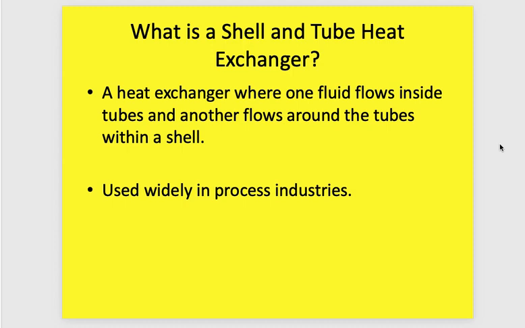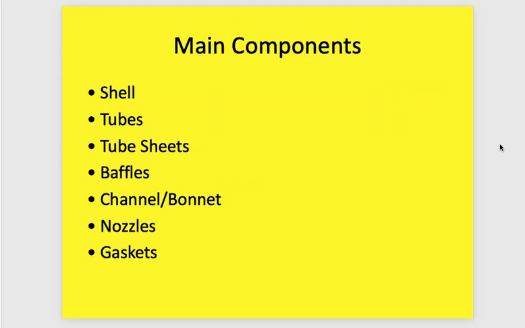What is a shell and tube heat exchanger? A heat exchanger where one fluid flows inside tubes and the other flows around the tubes, inside the shell. Used widely in the process industry. The main components of the shell and tube heat exchanger are: shell, tube sheet, baffle, channel, nozzle and gasket.